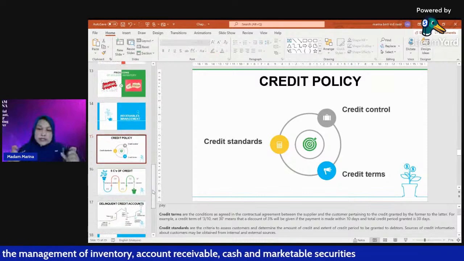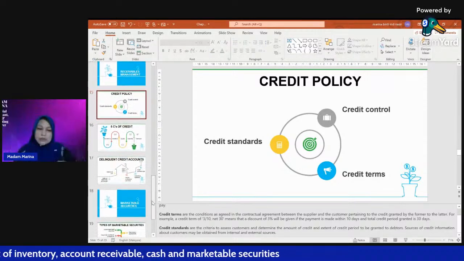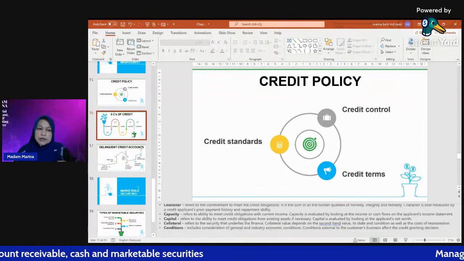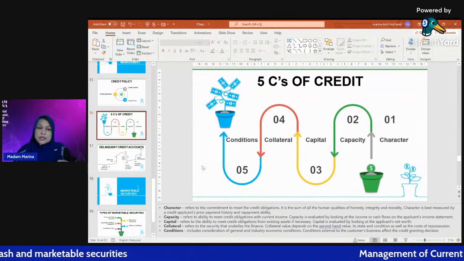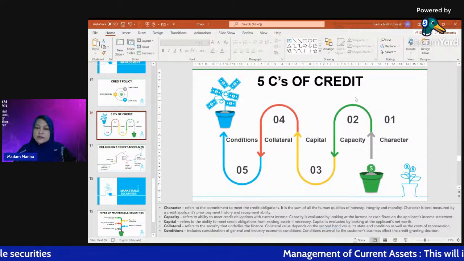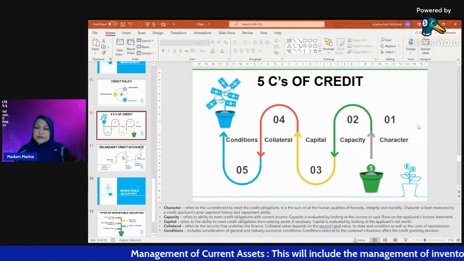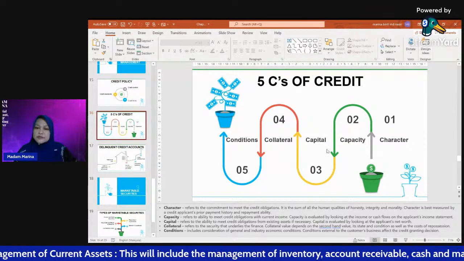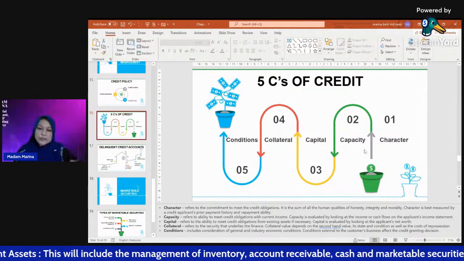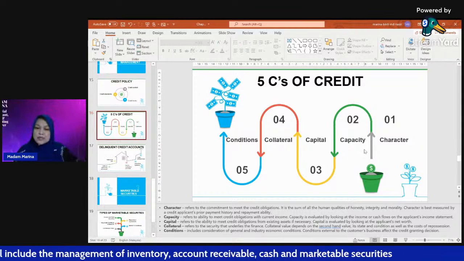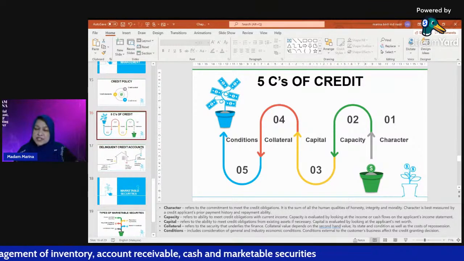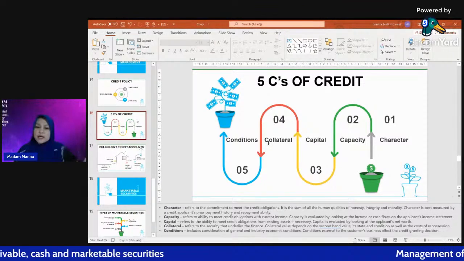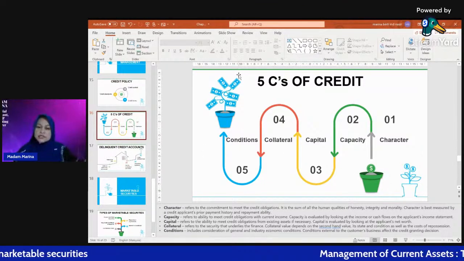Okay. How many slides do we have left? Okay, we have 5. These are the 5 Cs of credit policy. Sorry, credit standard. The first one is the character of our customer, the capacity of the purchases from the customer, the capital itself, and the collateral and the condition.